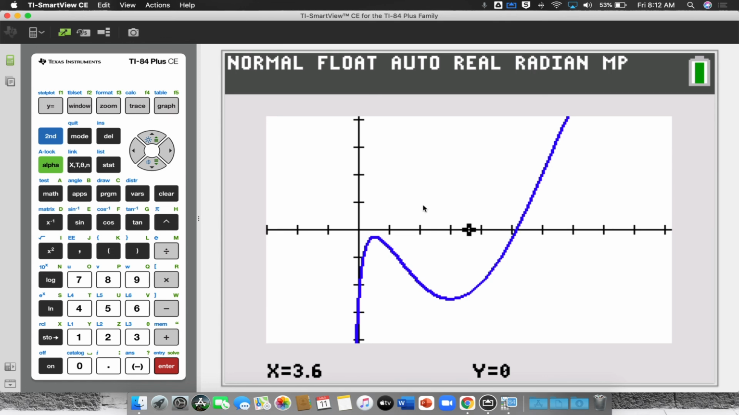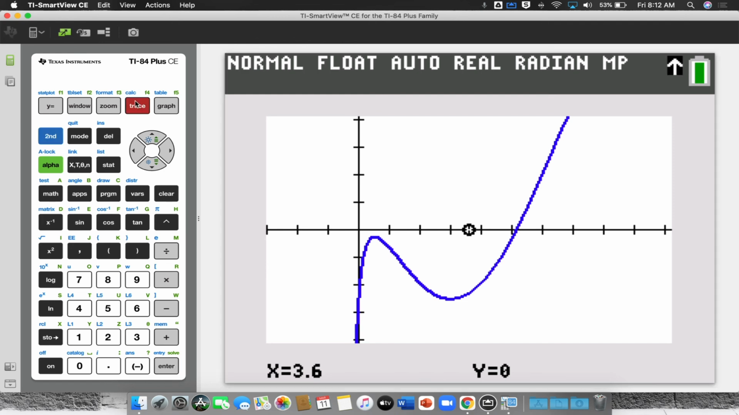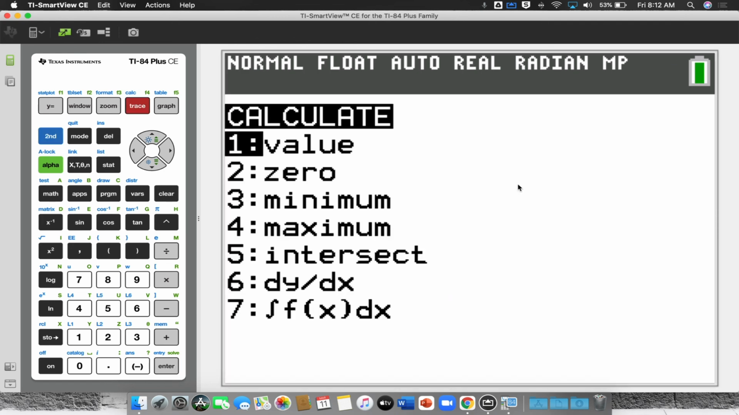Your calculator will do a pretty cool function. It'll tell you where the zeros are. How do you do that? Well, go to calc. Right above trace is calc. Go to calc, second trace. And your calculator will say, what do you want to find? What do you want me to calculate? I want a zero.